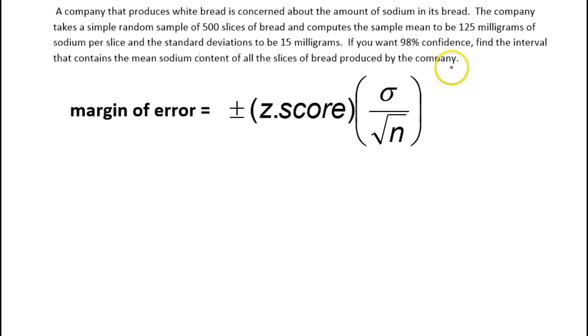If you want 98% confidence, find the interval that contains the mean sodium content of all the slices of bread produced by the company. So we're going to use this formula to calculate the margin of error if you want 98% confidence. This is the formula that you would use. Now, actually, this formula can be used for any confidence level. The key is the z-score.